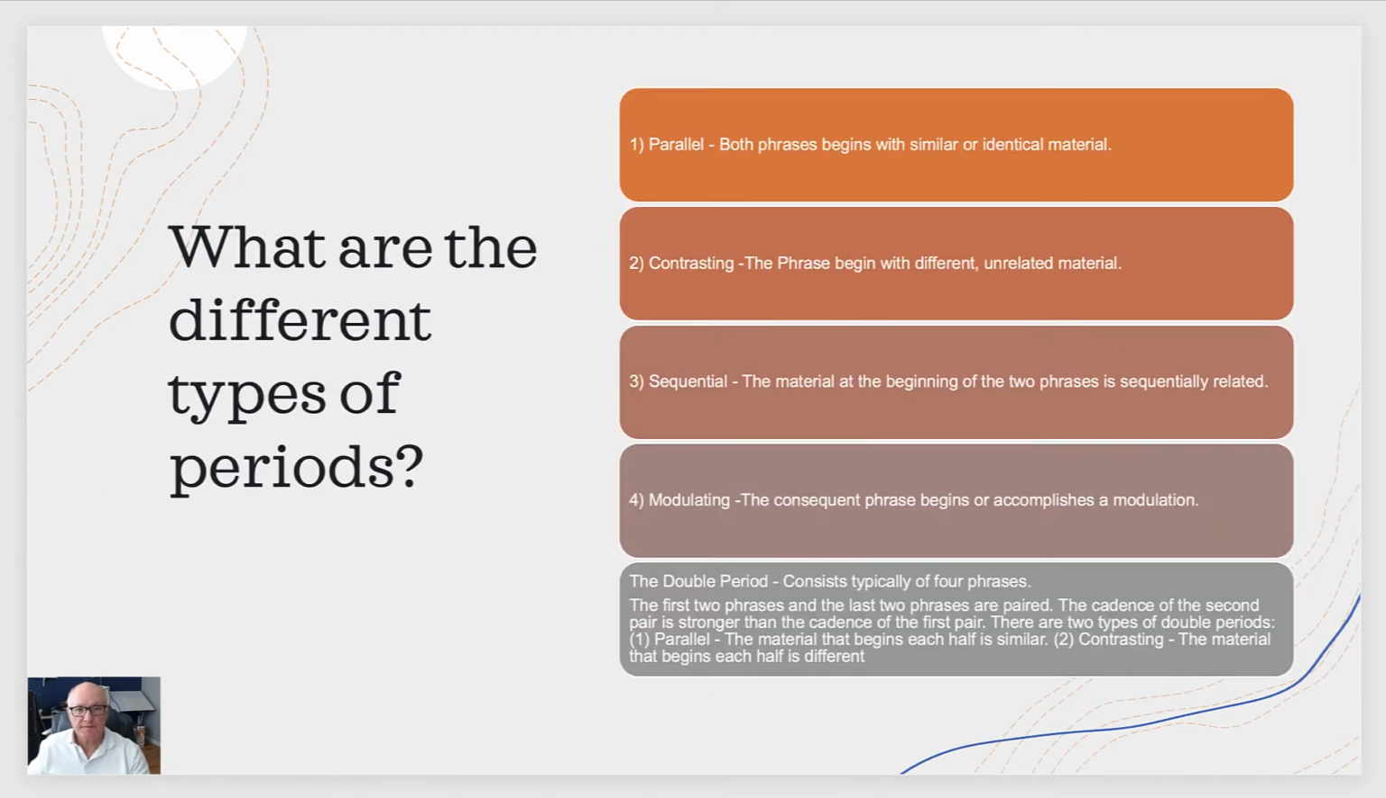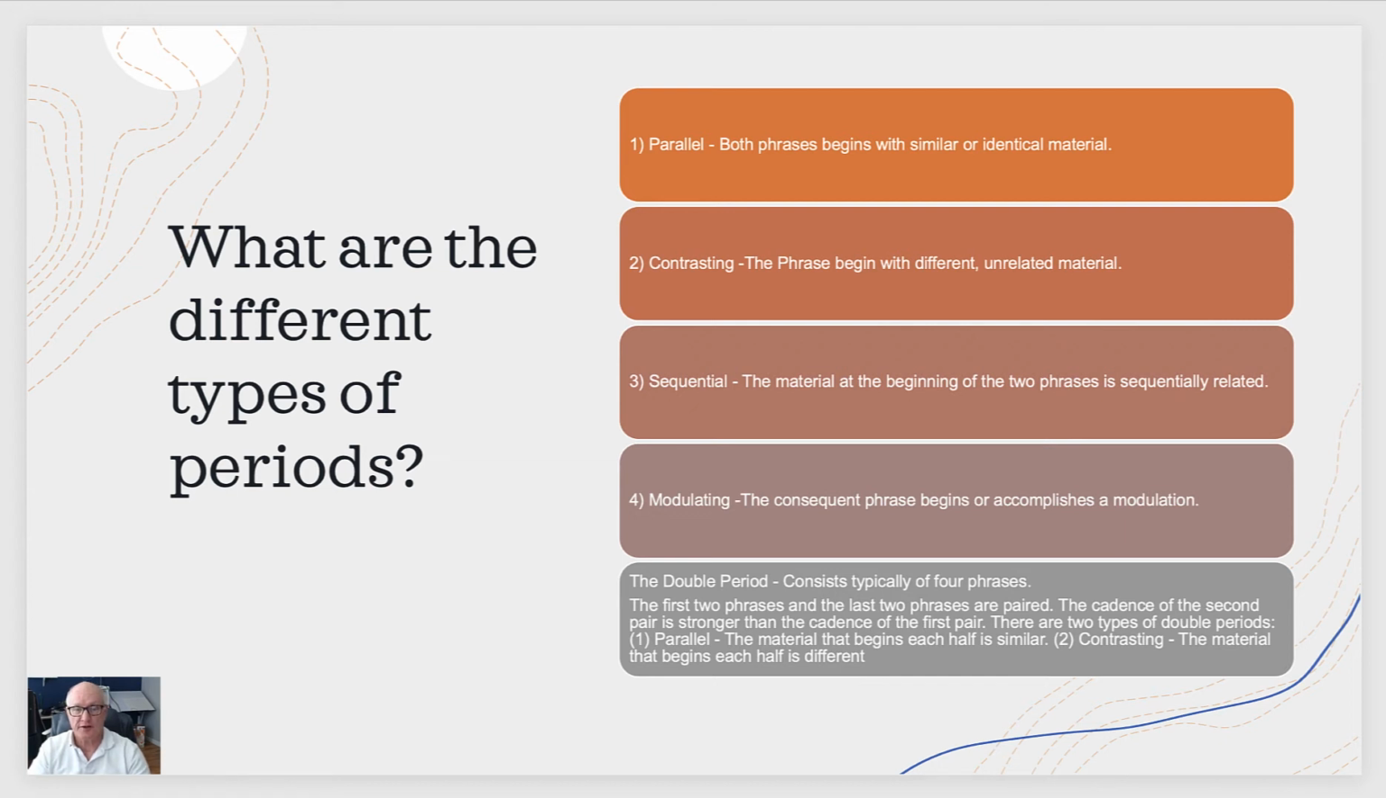Different kinds of periods. There's parallel, contrasting, sequential, modulating, and the double period. There's a handout that I put on Canvas so you can look at this in detail. But parallel simply means both phrases begin with similar or identical material. So you have a phrase, it has a lot of material, and the second one is very, very similar. So a period is made up of at least 2 full phrases, usually with a cadence at the end. Cadence is sometimes 5, sometimes it's 1, sometimes, like in minor, it's the 3 chord, and then it moves on into another section. Contrasting period just means the phrase begins with different, unrelated material.